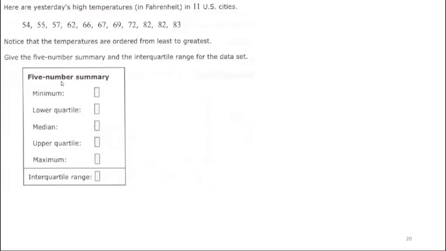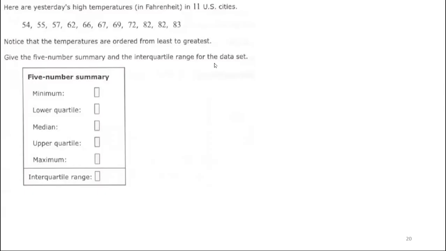Okay. So here it says, here are yesterday's high temperatures in Fahrenheit in 11 US cities. Notice that the temperatures are ordered from least to greatest, which is great, so we don't have to order them. Give the 5-number summary and the interquartile range for the data set.